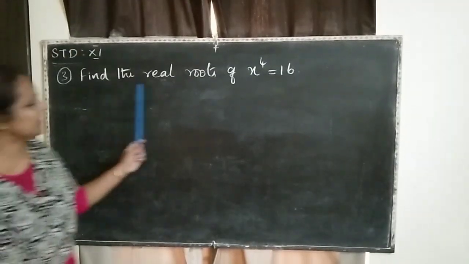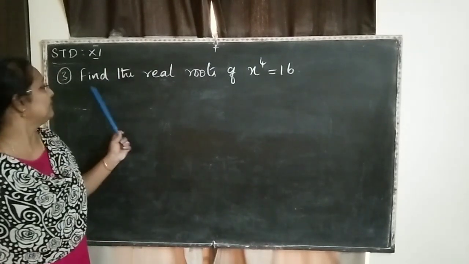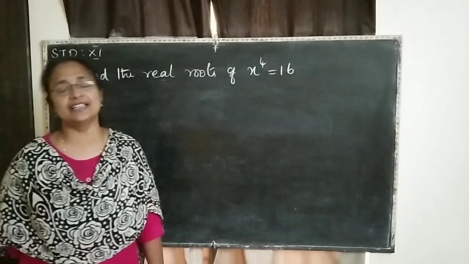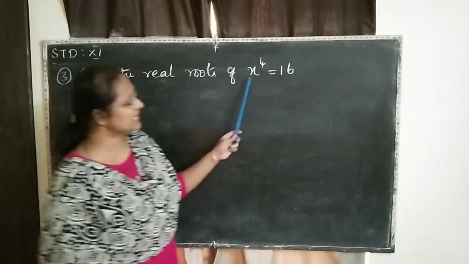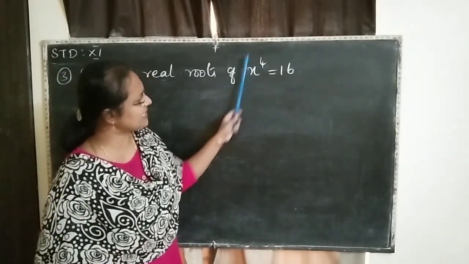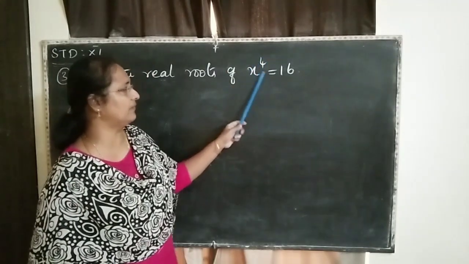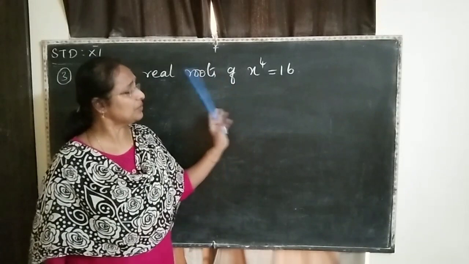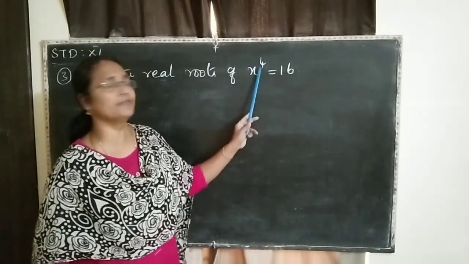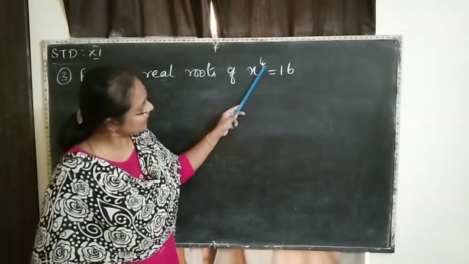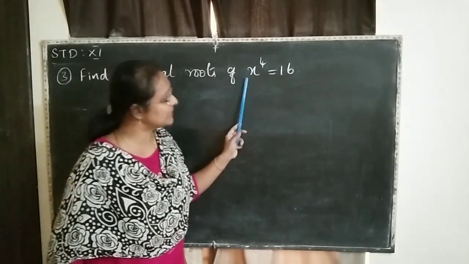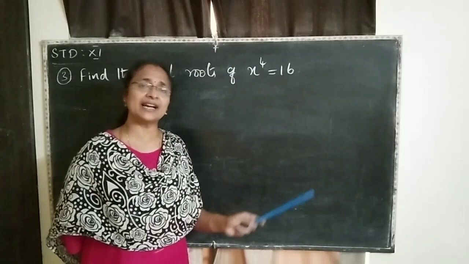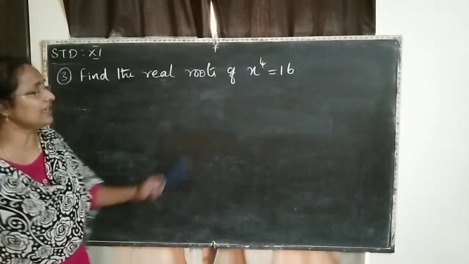Okay students, now we are going to see the third sum. Find the real roots of x power 4 is equal to 16. Look into this problem very carefully. Since this expression has the highest power 4, according to the general term we will have 4 roots, isn't it? But before getting into the 4 roots, we are going to simplify this given quartic expression into a quadratic expression. Shall we?